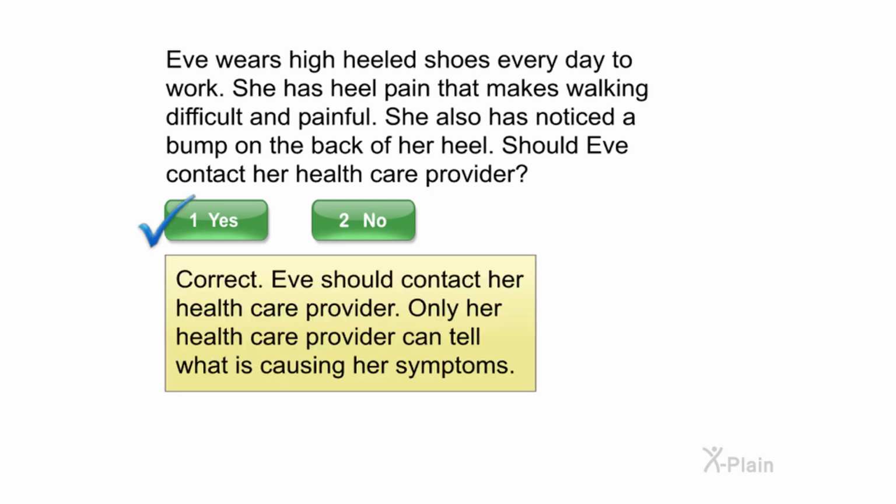Correct. Eve should contact her healthcare provider. Only her healthcare provider can tell what is causing her symptoms.